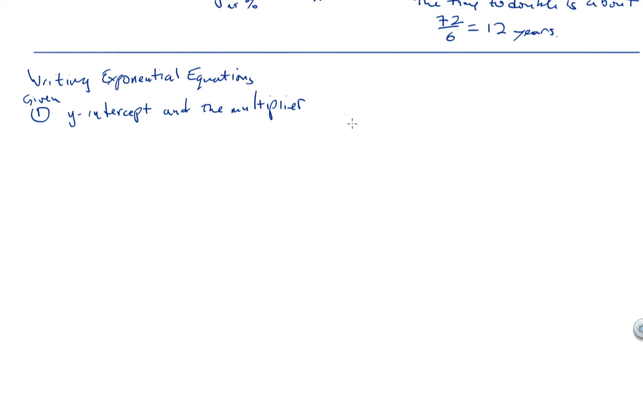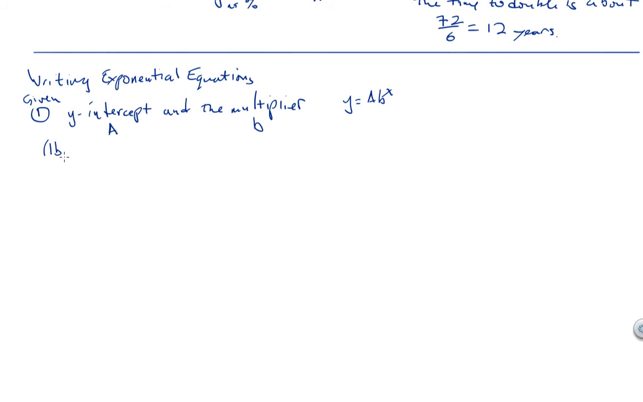If you're given those two things, guess what? You can just write it out. If the y-intercept is a and the multiplier is b, you just write it out: y equals ab to the x. You just plug them in.